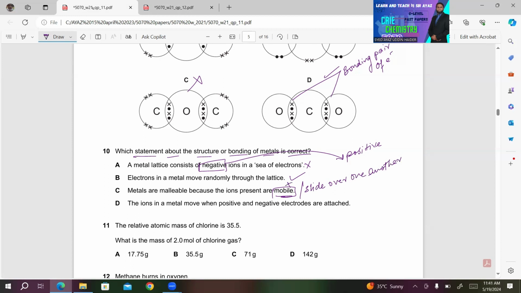D, the ions in a metal move when positive and negative electrodes are attached. Remember, ions in metal do not move. It's the electrons that move when positive and negative electrodes are attached. This is also incorrect. So B must be the right answer for number 10.